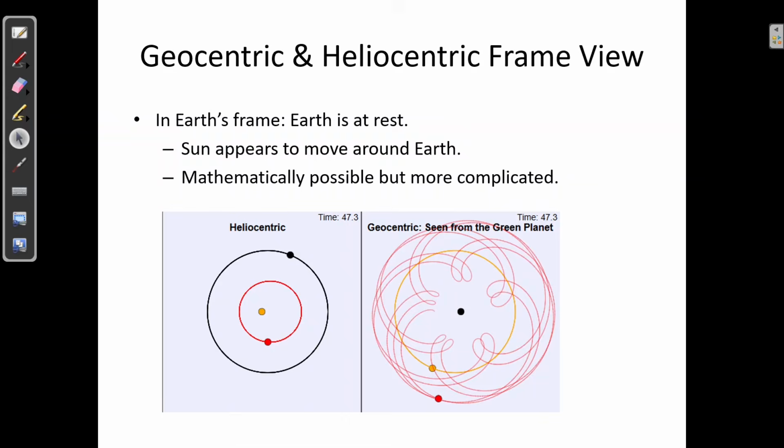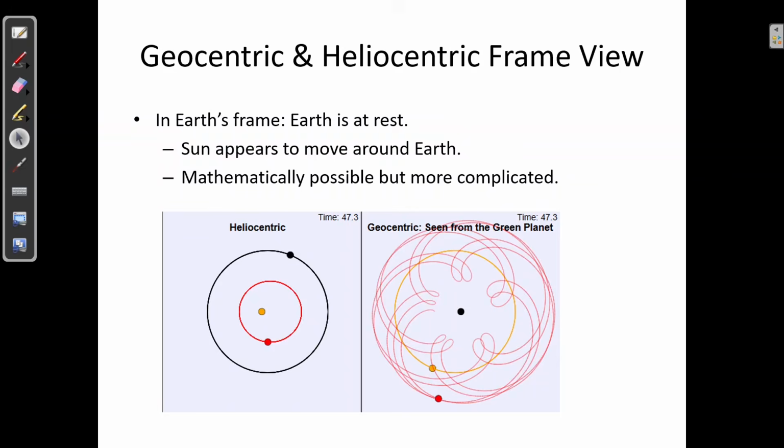But if we consider the planet as stationary and Earth is moving, then you can see the motion of the sun as well as the other planets around this green planet will be very complex. It will not be mathematically possible to explain the orbit theory considering that the planet is at rest and the sun is moving around it.